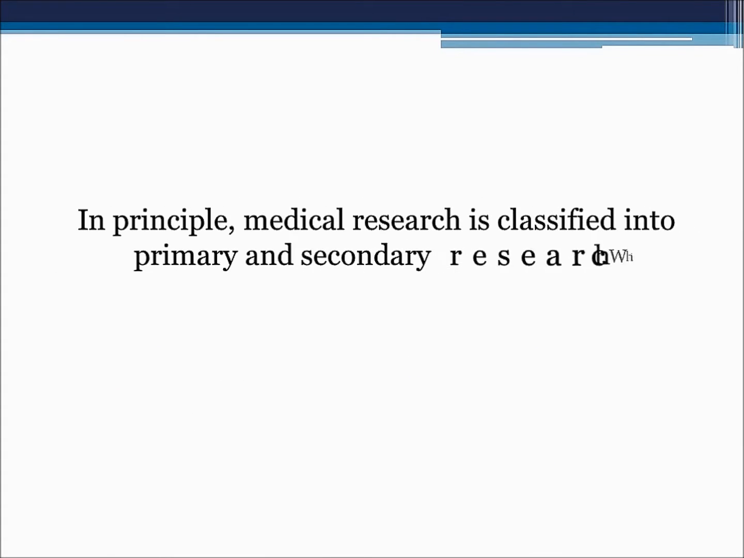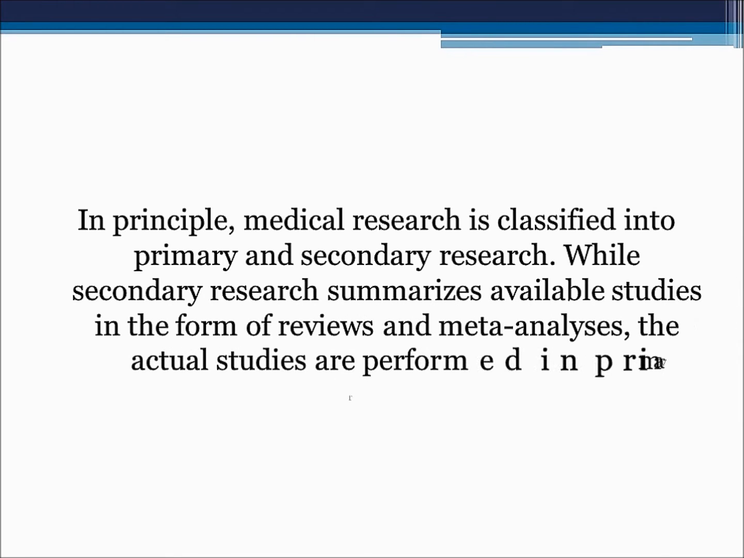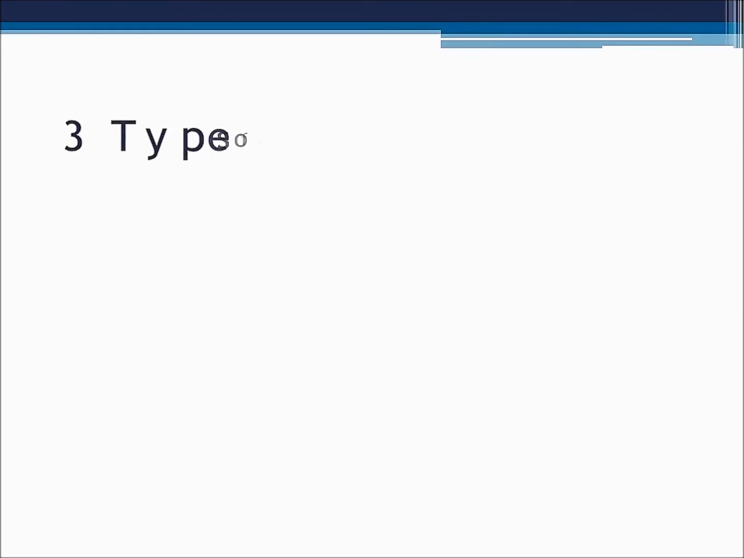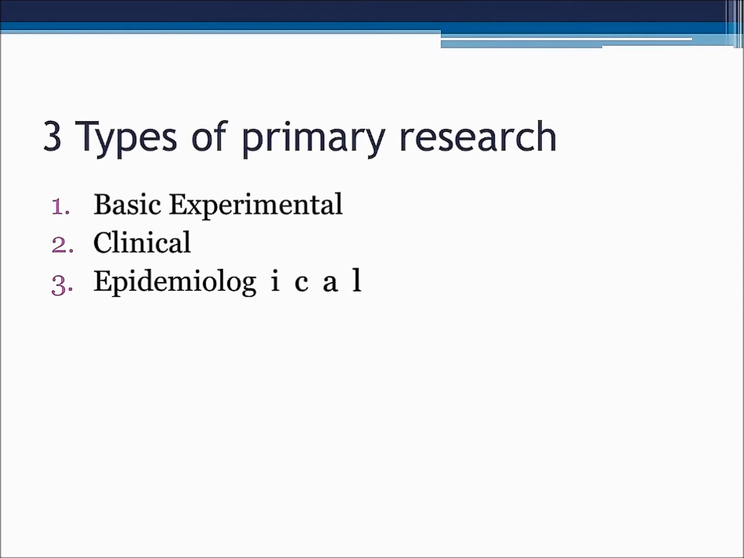In principle, medical research is classified into primary and secondary research. While secondary research summarizes available studies in the form of reviews and meta-analyses, the actual studies are done in primary research. There are three types of primary research: basic, clinical, and epidemiological.